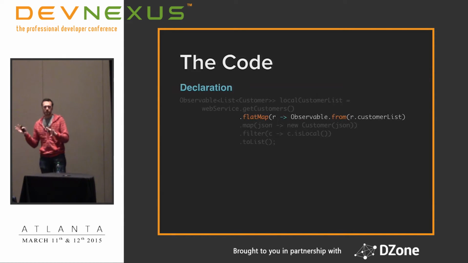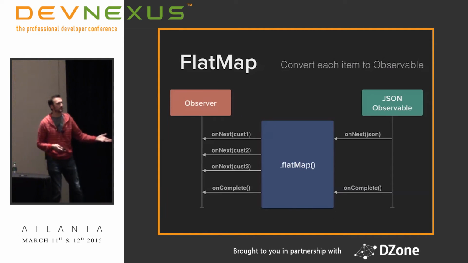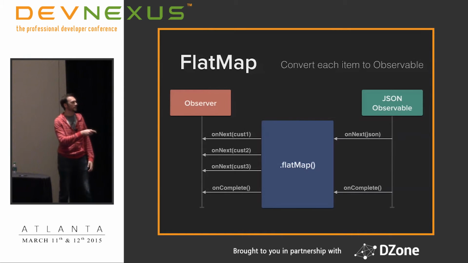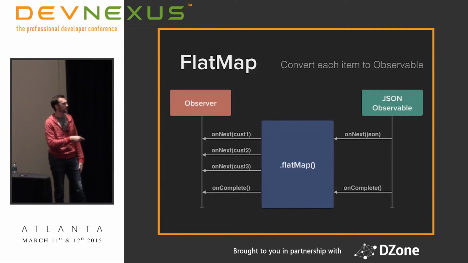So we're going to take this one response. We're going to use flat map to get into the customer list inside of this response, and it's going to output customers individually. So it looks something like this conceptually. JSON emitted, flat map, and now we get individual customers coming out that we can then transform and process.